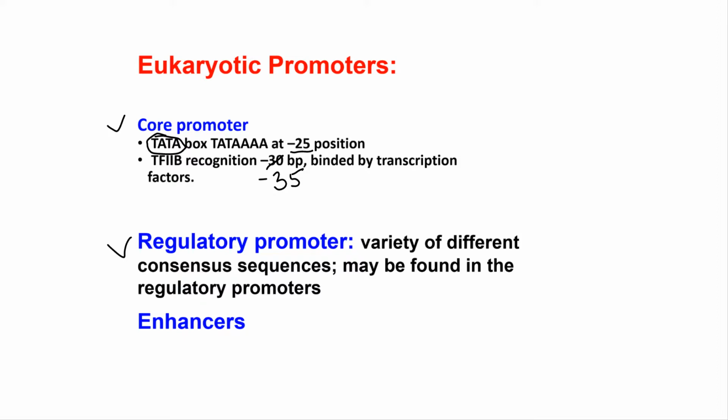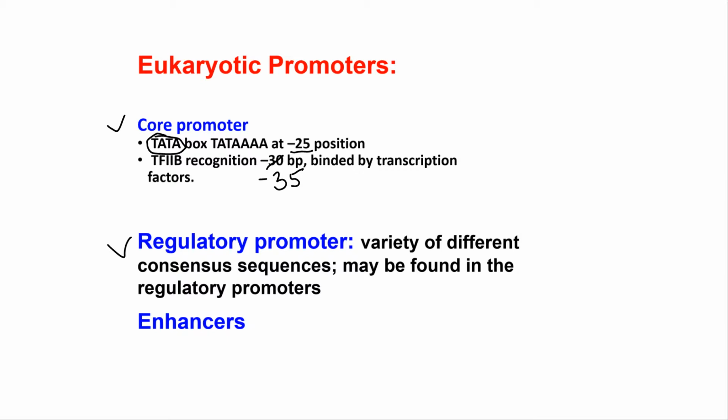So, to summarize, the core promoter is upstream of the initiation of transcription, which starts at the so-called initiator element, and it has the TATA box at -25 and the TFIIB recognition element at the -35 position.